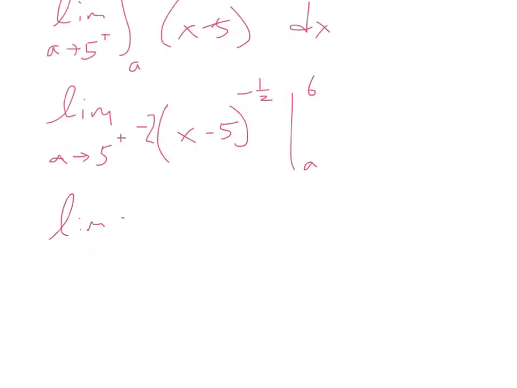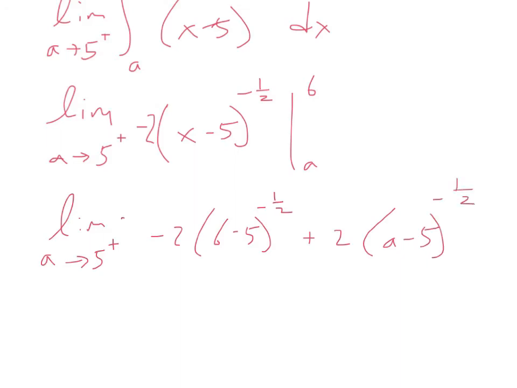So we have the limit as a approaches 5 from the right of negative 2 times (6 minus 5) to the negative 1/2 plus 2 times (a minus 5) to the negative 1/2. This first term here works out really nicely. That's just negative 2. Then this other one, we have plus 2 over the square root of a minus 5. Oops, I just mistyped that. This positive sign here should be a negative sign. What happens as a approaches 5 from the right?